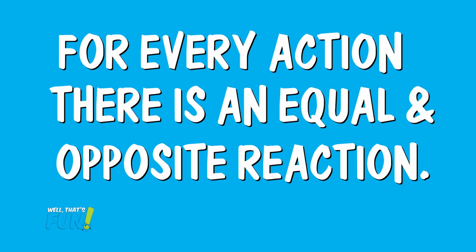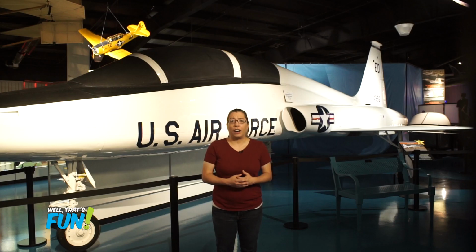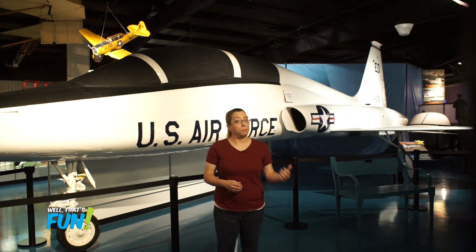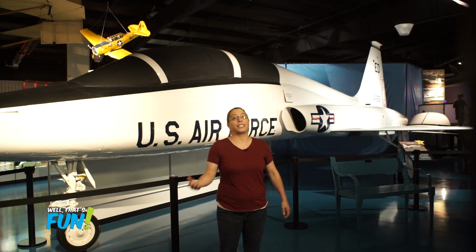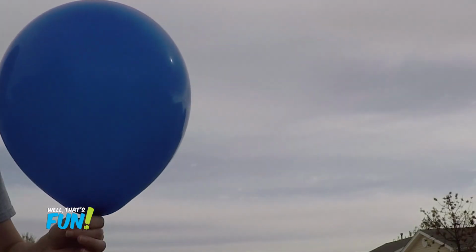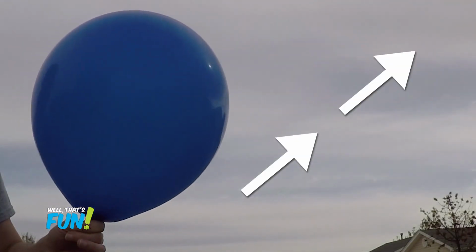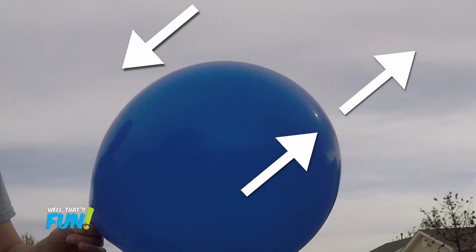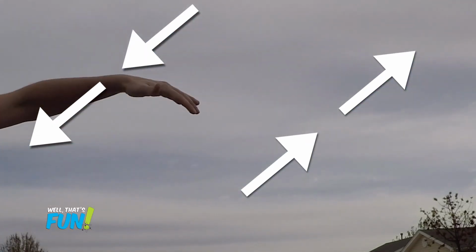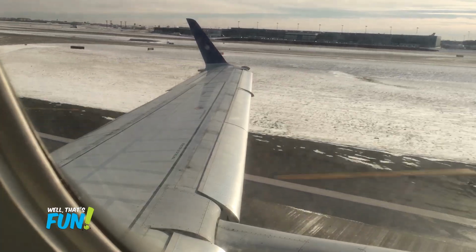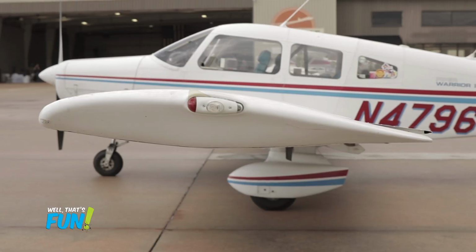Here it is. For every action, there is an equal and opposite reaction. In other words, if object A exerts a force on object B, then object B also exerts an equal and opposite force on object A. Take this balloon. When I let it go, the balloon pushes the air out that way, and the air pushes back on the balloon that way. Equal and opposite. Most of the lift that airplanes create comes from the wings.